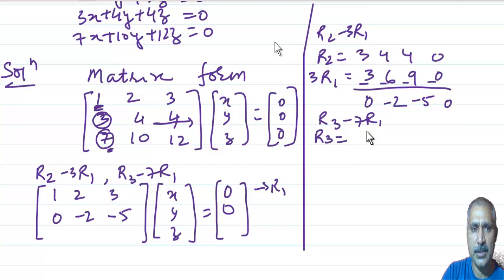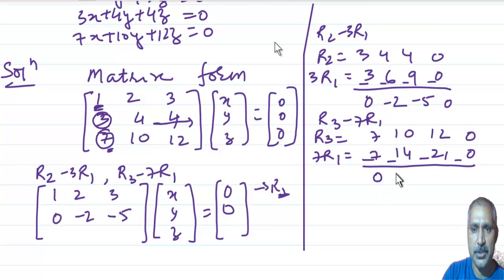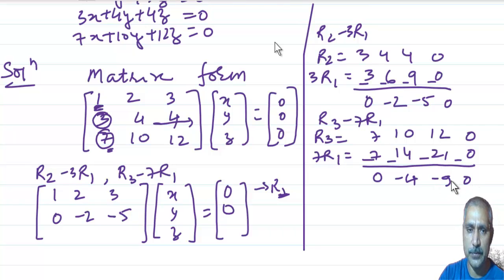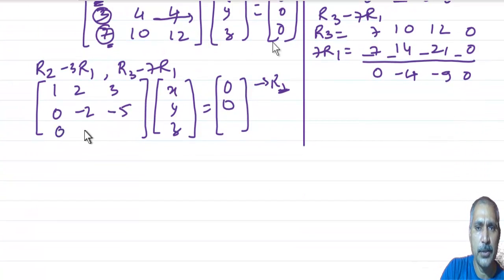R3 elements are 7, 10, 12 and 0, and 7 times R1 will be multiplying this row R1 by 7, so it will become 7, 7 2s are 14, 7 3s are 21, 7 into 0 is 0. We'll be subtracting, we will change the sign. 7 minus 7 is 0, 10 minus 14 is minus 4, and 12 minus 21 is minus 9 and 0. Now we will be writing that here. It is going to be 0, minus 4, minus 9 and here 0.